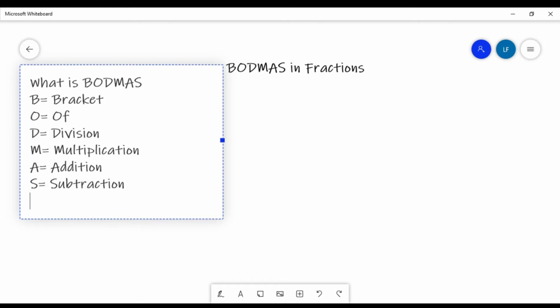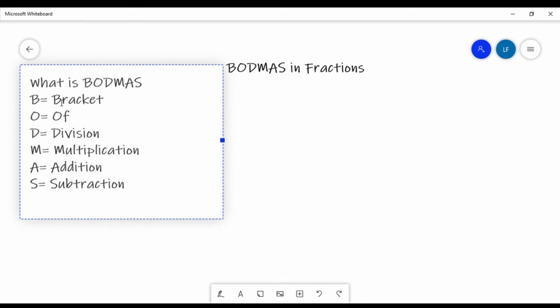The thing is, BODMAS shows the way in which we must do the fractions equations. Let me explain. For example, in a BODMAS question, there can be lots of brackets inside a bracket. So it will show the order in which we should finish the question to get the right answer.